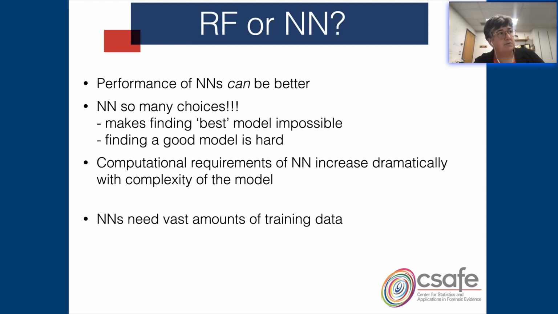But if we need to, then there will be a neural network that shows better performance, as long as we have enough data. Neural networks need vast amounts of training data because there's such vast amounts of parameters. So we have to consider these kind of trade-offs.